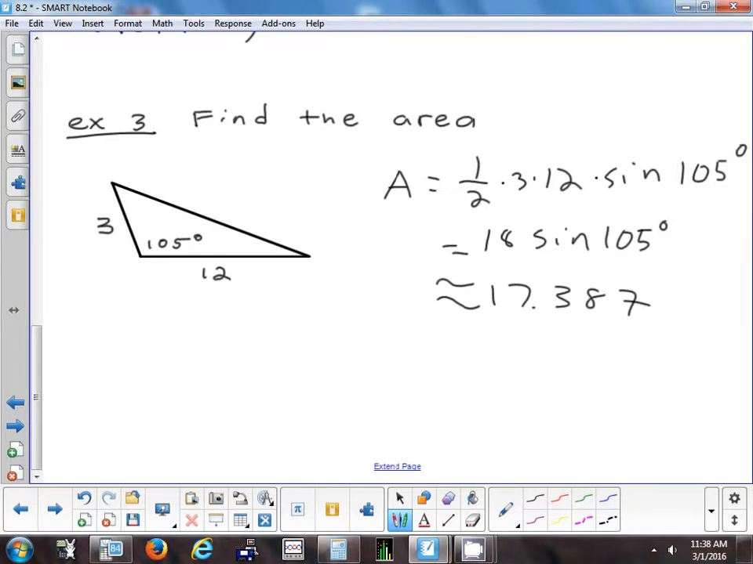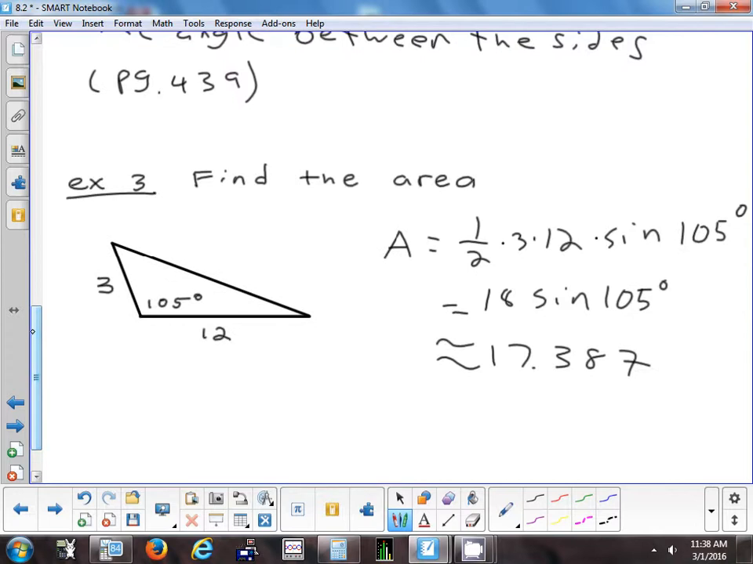Anything I should put on that? Squared. Yeah, well, square units. If it was inches, I'd put square inches. I don't know the units. So whatever the units are, it's square units because it's area.